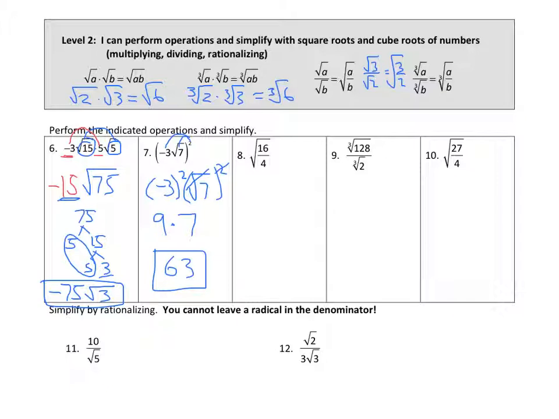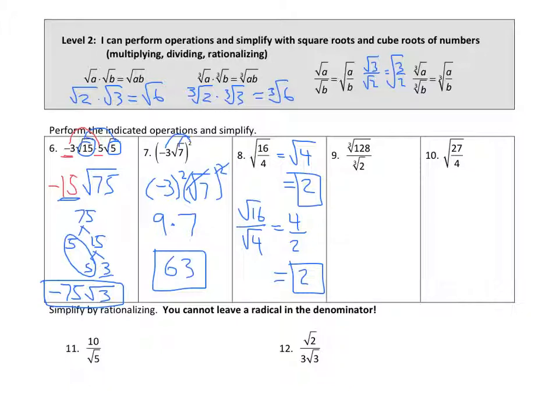In this next example, I can just simplify inside first, or I could simplify each radical. So there's two ways to do this one. I could just go ahead and divide 16 by 4, and I get the square root of 4, and the square root of 4 is 2. Or I could have done the square root of 16 over the square root of 4. The square root of 16 is 4, the square root of 4 is 2, 4 divided by 2 is 2. Either way, I get 2 for my final answer.